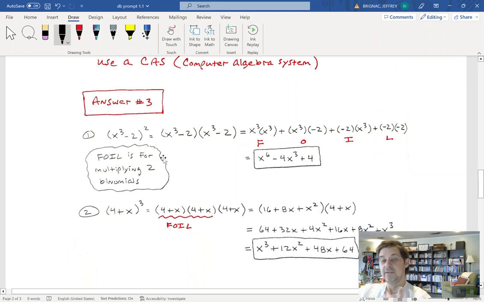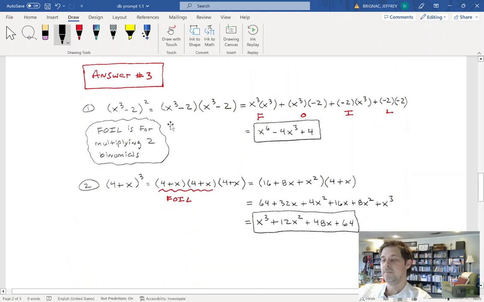So my third answer is, here's how we would work things out. If I want to take x to the third minus 2 and square it, what does the word square mean in this context? If I square something, that means I multiply it by itself. So I take x to the third minus 2 times x to the third minus 2. Those are two binomials, two expressions with two terms each, and the method for multiplying that is FOIL. We multiply the first, the outside, the inside, and the last, and it looks like that. So I take x to the third times x to the third, x to the third times negative 2, and so on.